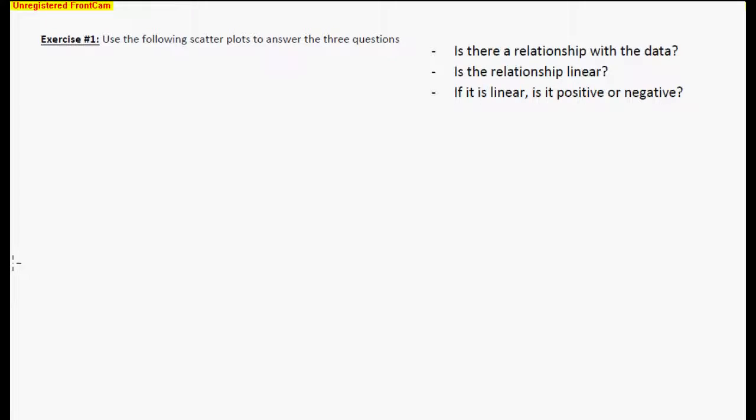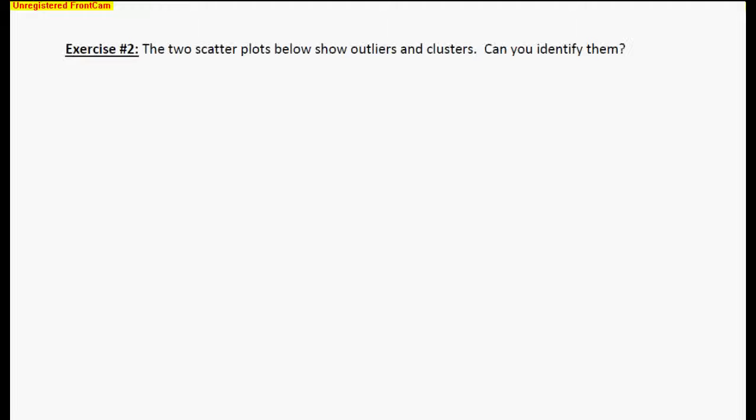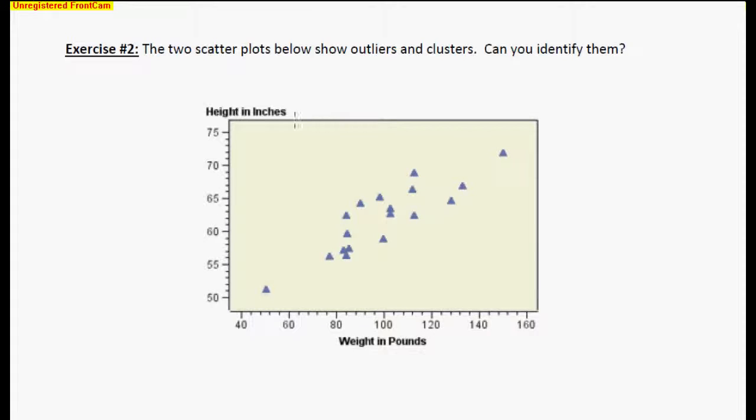All right, we have another one. Let me get rid of that, and let me get this one on here. Okay, here's exercise 2. I think there is one more graph on there, but I don't seem to have it up right now. That's okay. We'll just go on to exercise 2, and we have the 2 scatter plots. We want to identify the outliers and the clusters. All right, so here's the first one. And I've got a definition there on the note packet.